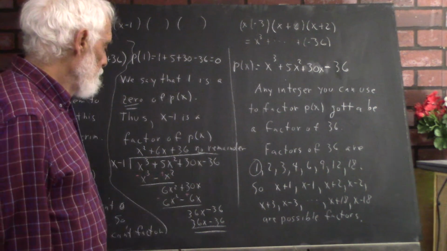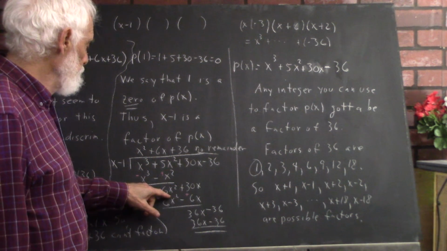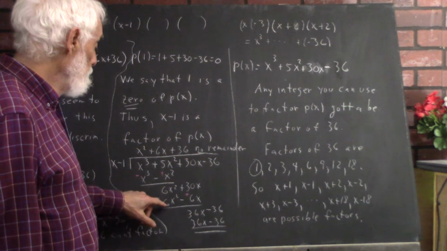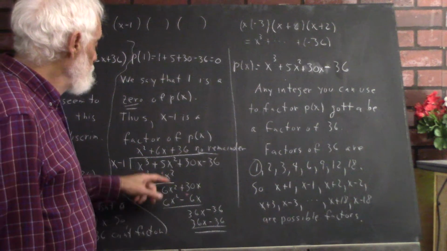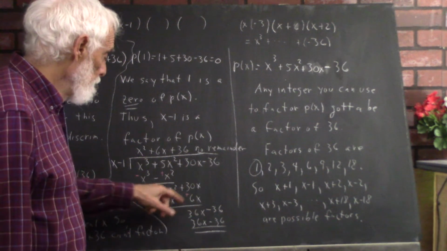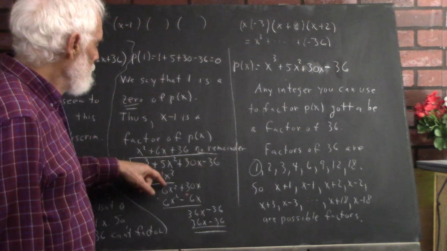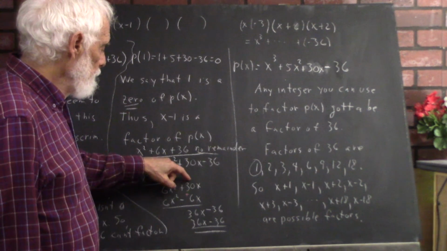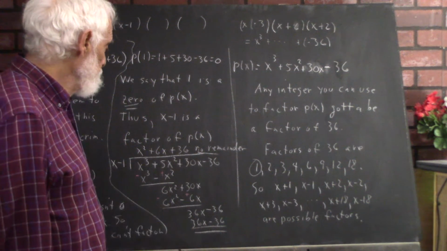And then we bring down our 30x. And now we divide x into 6x squared, we get 6x. Multiply that by the x minus 1, we get 6x squared minus 6x. We subtract that expression by changing the signs. The little red signs here indicate a reminder that we're actually doing 6x squared minus 6x squared and 30x plus 6x to get 36x.